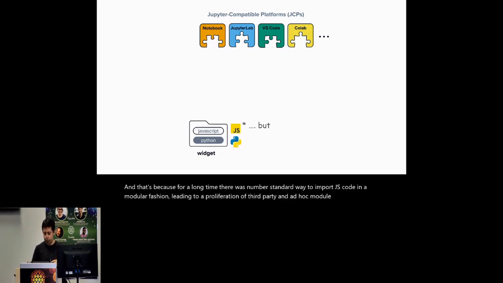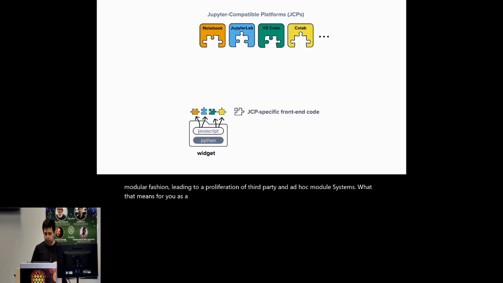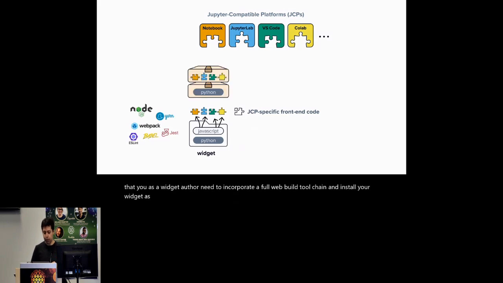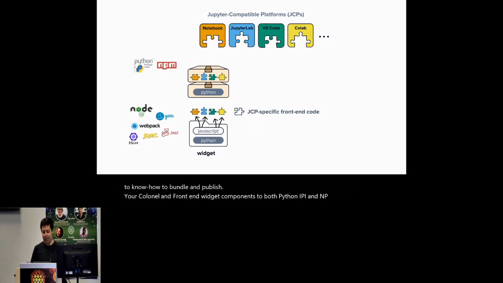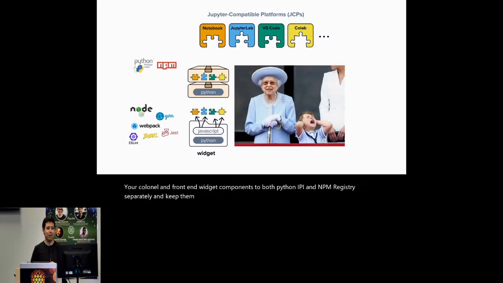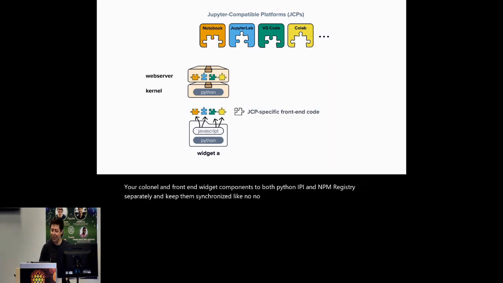What that means for you as a widget author is that you are responsible for creating front-end code targeting each specific platform represented by these puzzle pieces. What that also means is that you as a widget author need to incorporate a full web build tool chain and install your widget as a full-fledged Jupyter extension during development. For distribution, you also need to know how to bundle and publish your kernel and front-end widget components to both PyPI and NPM registries separately and keep them synchronized. Like, no, why? Please don't, right?